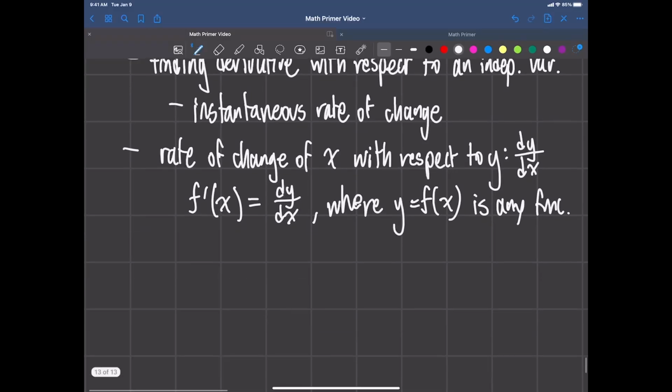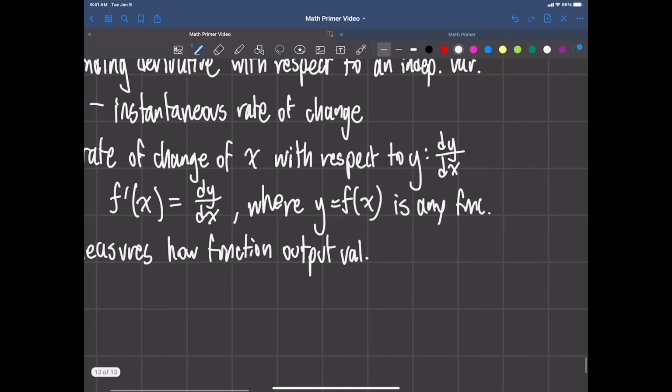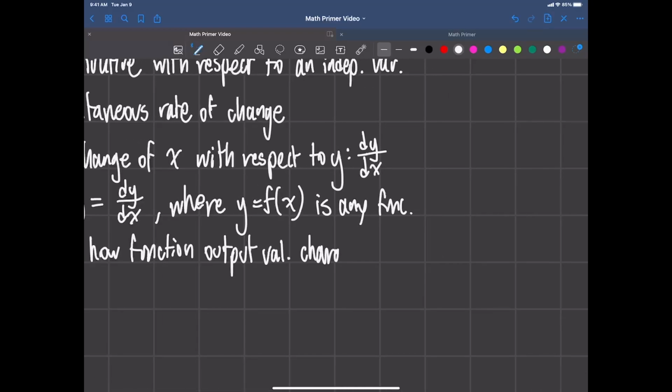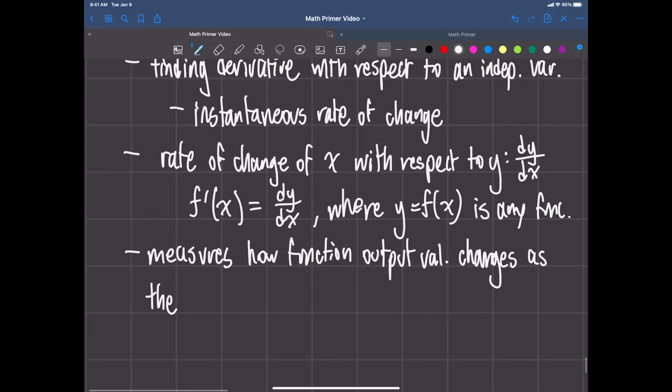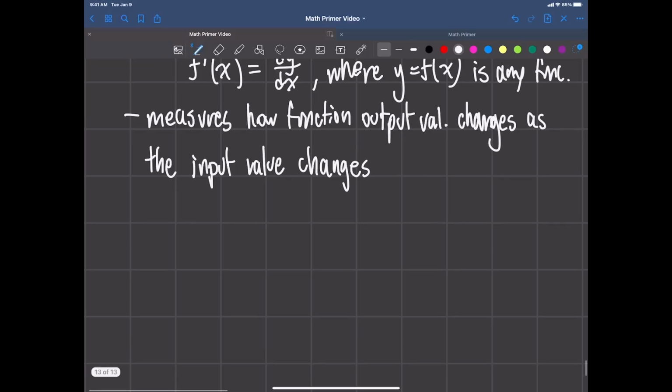The derivative of a function measures how the function's output value changes as the input value changes. Thus, it provides the rate of change or the slope of the function at any given point.